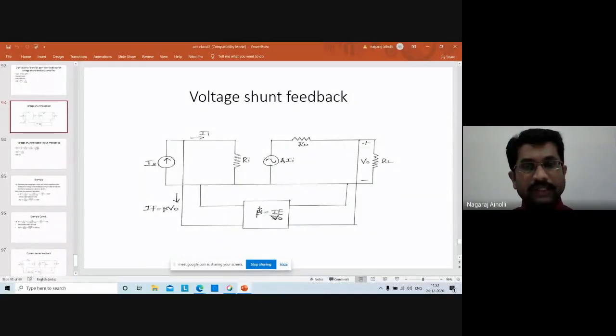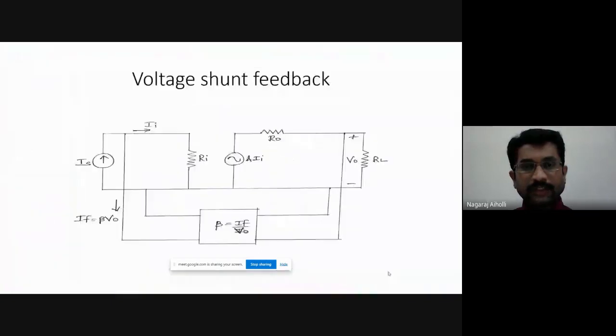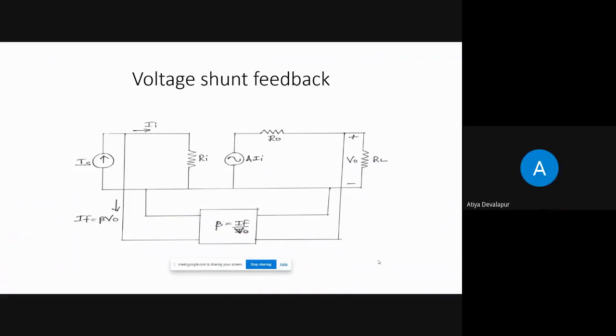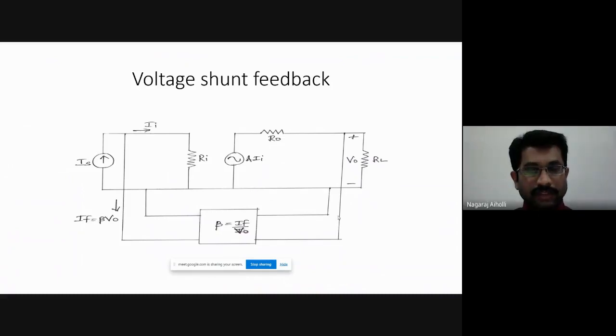Let us look at the voltage shunt feedback amplifier. We will derive the equation for its input impedance. Are you able to see the screen? Screen is visible? Yes, sir. Okay. So this is the voltage shunt feedback amplifier, right?